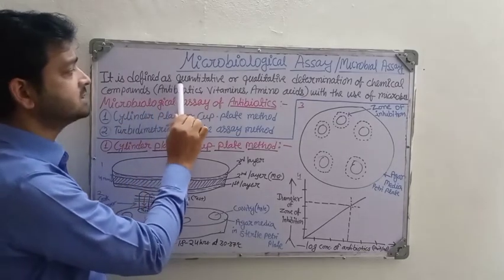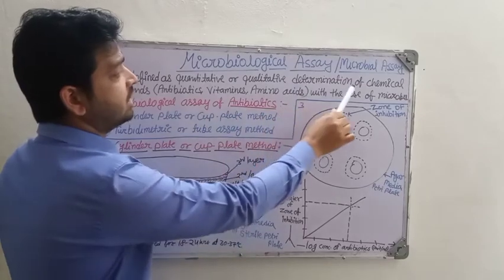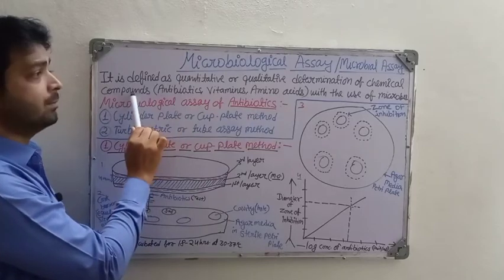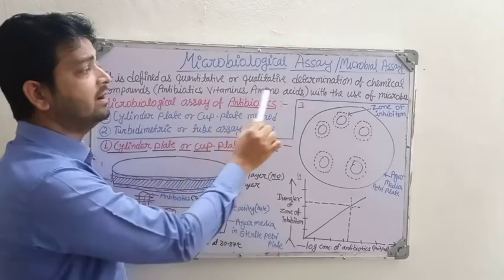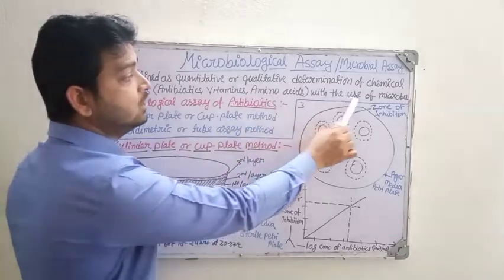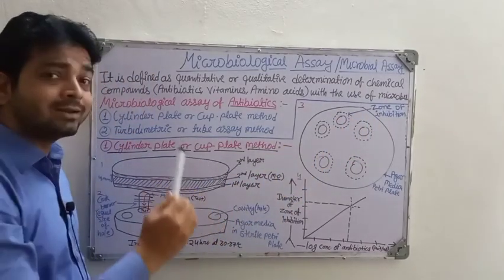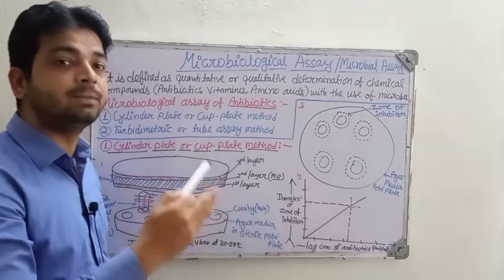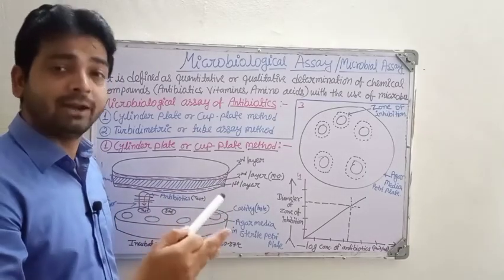It is defined as the quantitative and qualitative determination of chemical compounds. So those are the chemical compounds we are assaying, for example antibiotics, vitamins and amino acids. We are going to assay these with the use of microbes or microorganisms. Microorganisms are the tool here to analyze or investigate a particular type of chemical compound. It may be an antibiotic, vitamins, or amino acids.